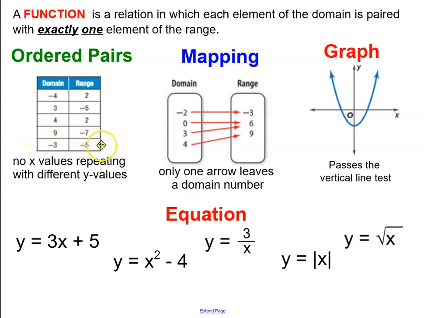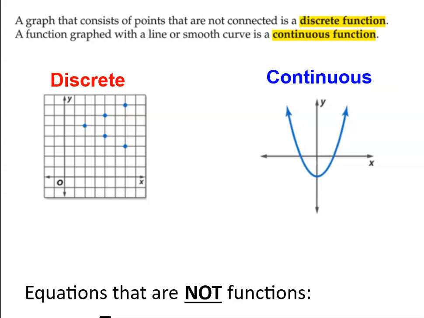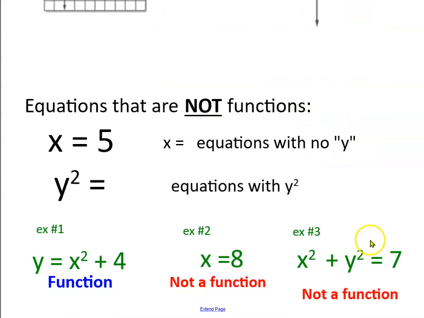So we've talked about three formats already: the ordered pairs and tables, the mappings, and the graphs. The last one is the equations, and there's really not much to practice here. Pretty much every equation you ever see is going to be a function. The only one that's not, are the ones that are missing the letter y. So if you have a sentence like x equals 5, you're not a function. That's because you are a vertical line. And this is the other one.